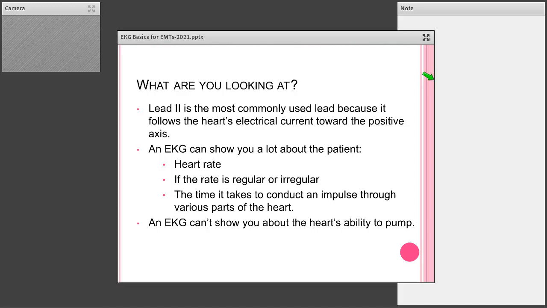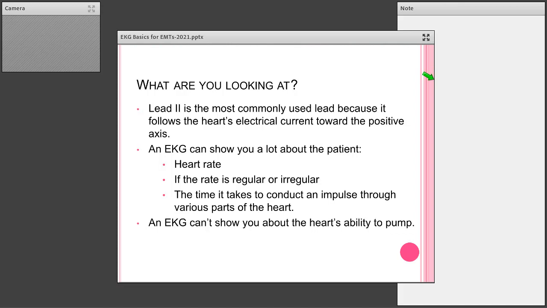It can't show you about the heart's ability to pump. So a cardiac monitor can really just tell you about the electrical part of the heart, not about the actual muscular part, which is the part that pumps. So you might ask yourself, well, how am I supposed to find out about the heart's ability to pump? Well, that all comes from you.